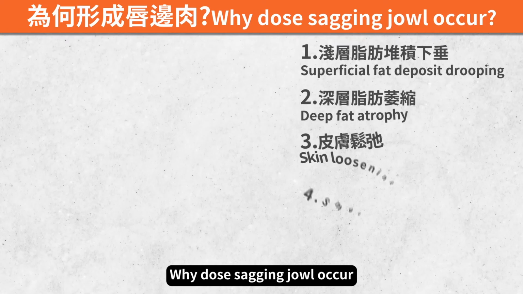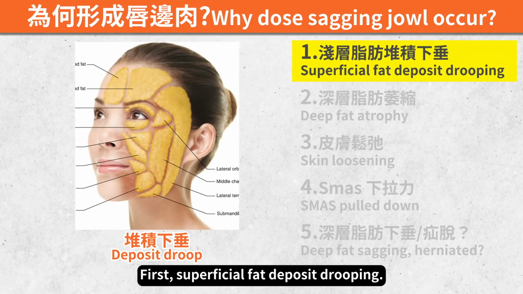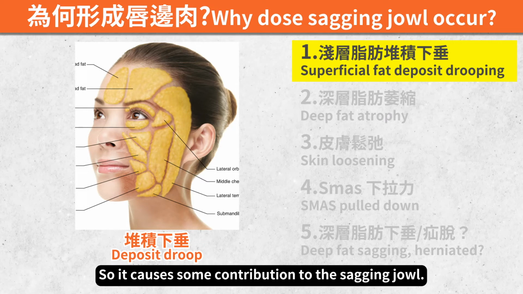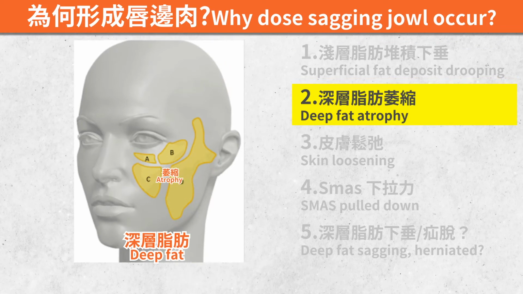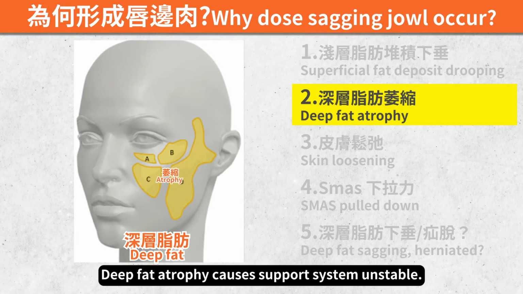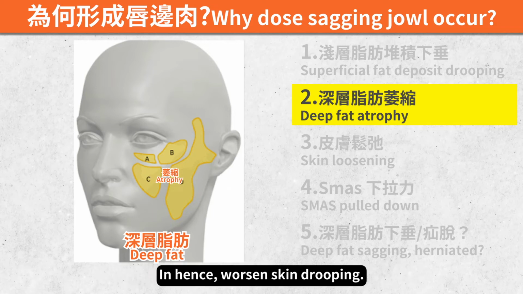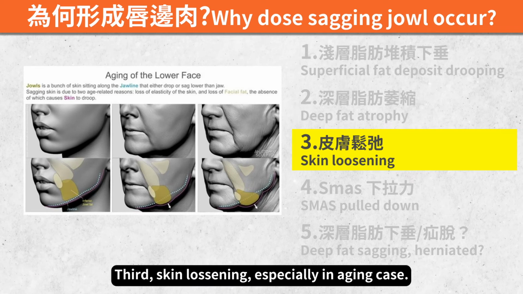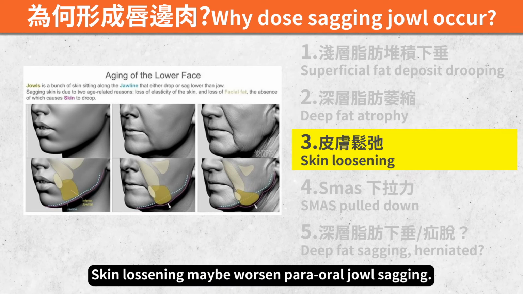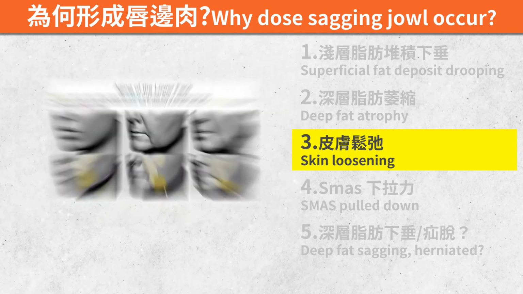Why does sagging jaw occur? First, superficial fat deposit drooping contributes to the sagging jaw. Second, deep fat atrophy. Deep fat atrophy makes the support system unstable and worsens the skin droop. Third, skin loosening, especially in aging cases. Skin loosening may worsen parallel jaw sagging.